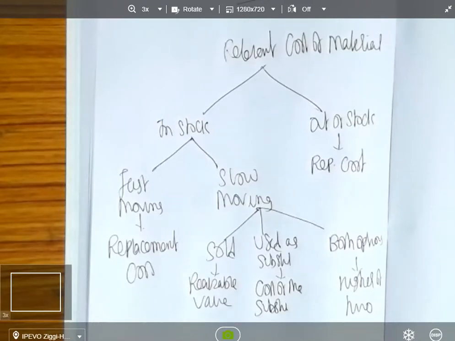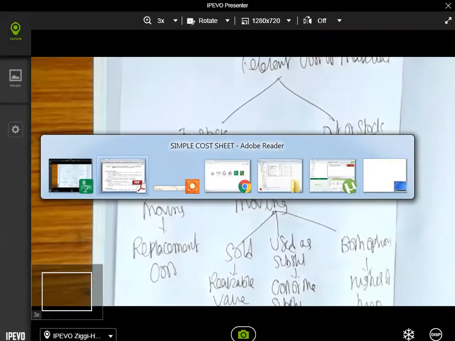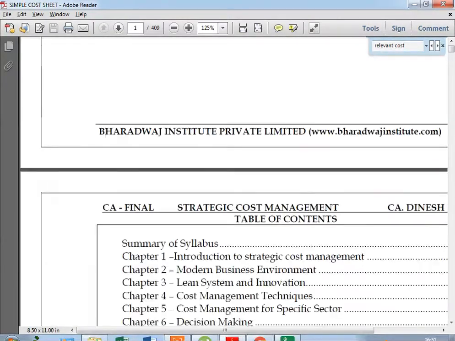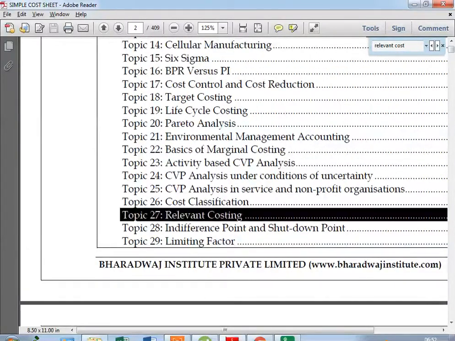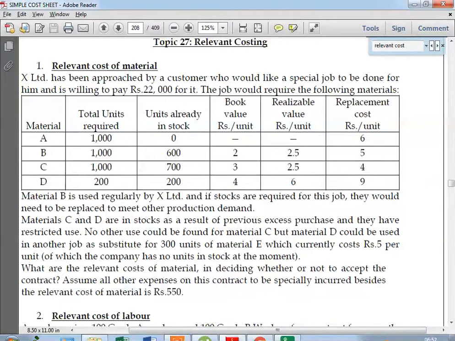If it is slow moving, we have three scenarios: can be sold, can be used as a substitute, and both options are available. If it can be sold, then the relevant cost is realizable value. If it can be used as a substitute, then the relevant cost is cost of the substitute. And if both options are available, then the higher of the two. Clear? Any doubts on this? Let's do a problem on this now. Go through question number 1, page 208.